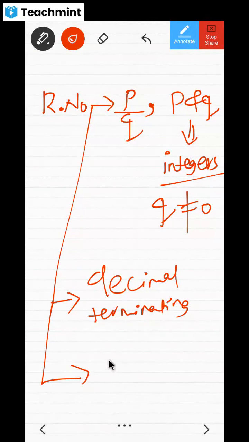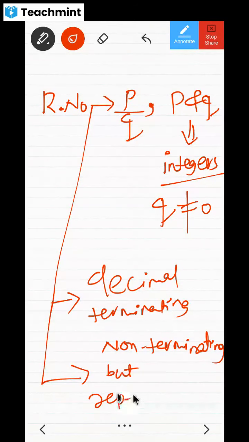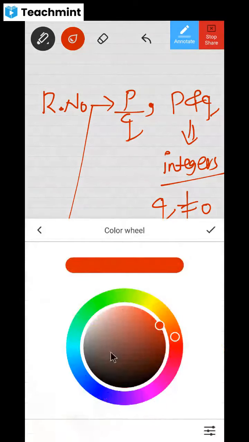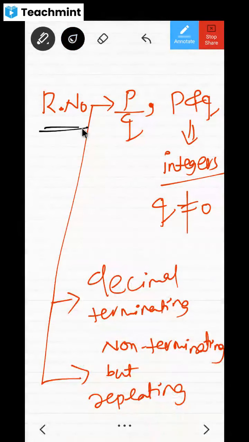And if it is non-terminating, okay, non-terminating means not ending, dear children. It is not ending, okay, but at least it should be repeating, right? Non-terminating but repeating. Such numbers are called rational numbers. Is it clear? So three definitions. This is also one definition.